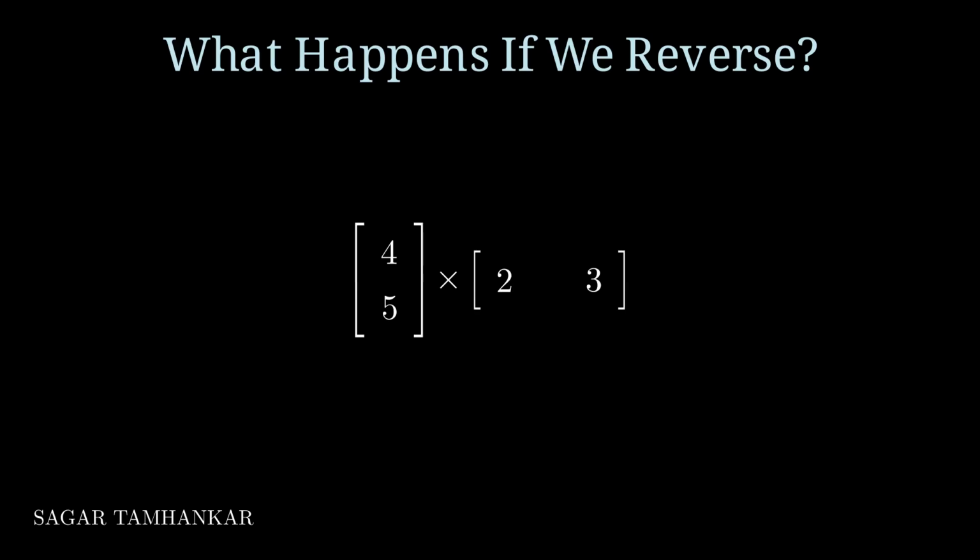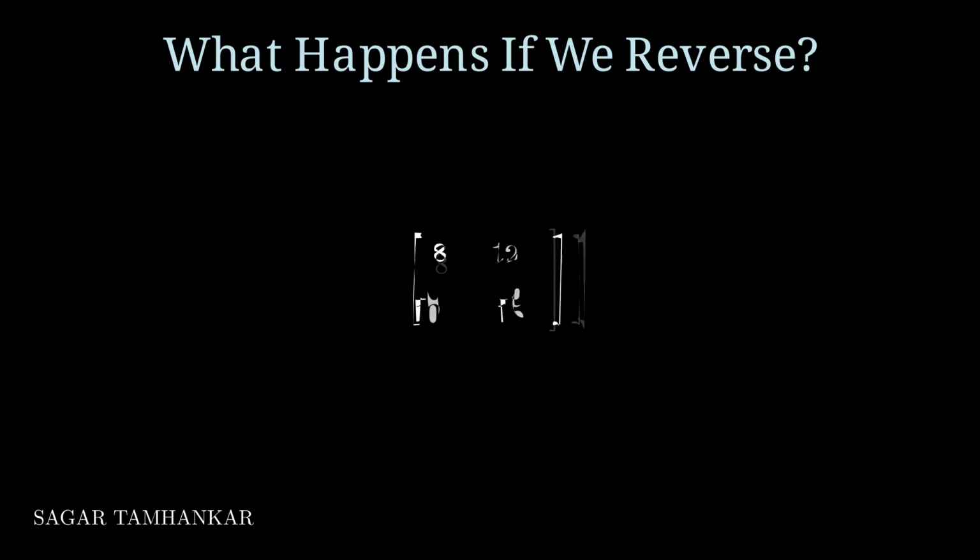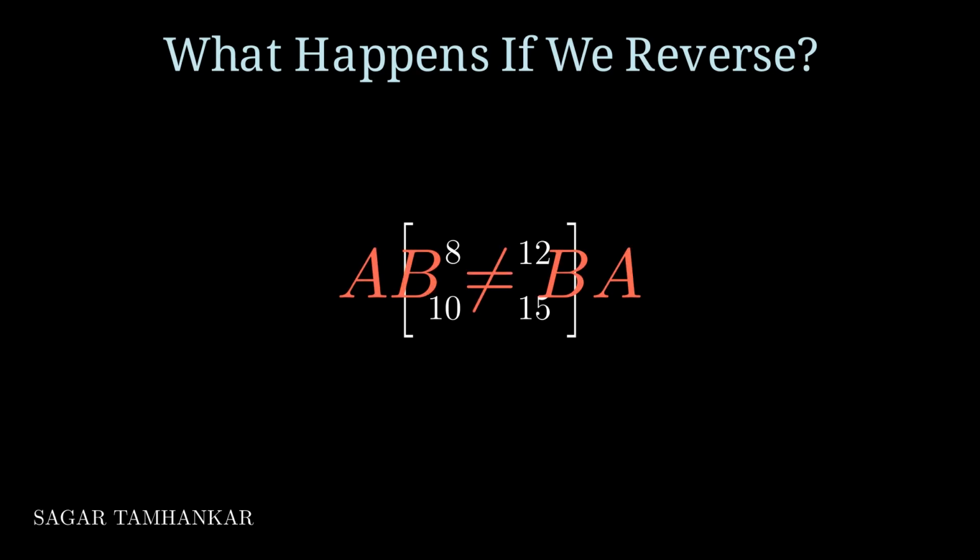Let us reverse the order. Notice that we no longer obtain the answer 23. We obtain a 2 by 2 matrix. The answer is completely different. This shows one of the most important facts: matrix multiplication is generally not commutative.